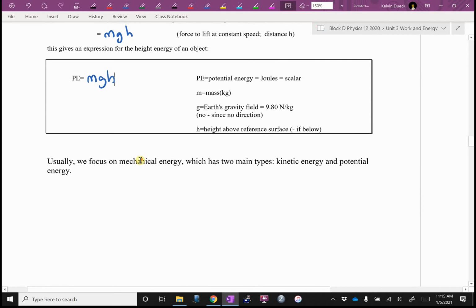So we're going to be focusing on height. h is the height above the reference. It's a scalar. If you're underneath the ground, you would just make the height negative. Okay? Usually we focus on mechanical energy, which has two main types: kinetic, half mv squared, and potential, which is usually going to be mgh.